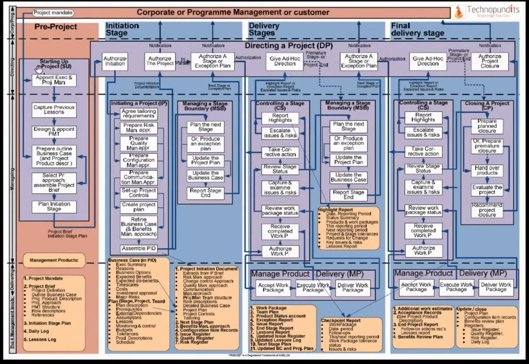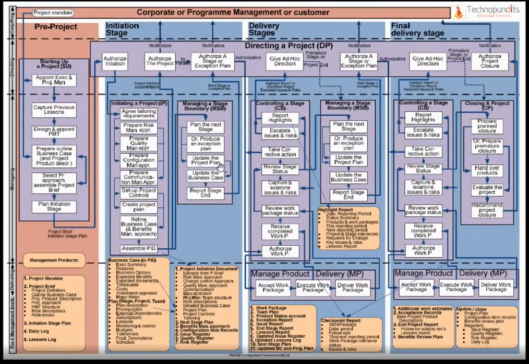So firstly, you have starting up of a project. The next one is directing a project. Third one is initiating a project. Then you have managing stage boundary. Then you have controlling a stage. Below that you have managing product delivery. And finally you have closing a project.